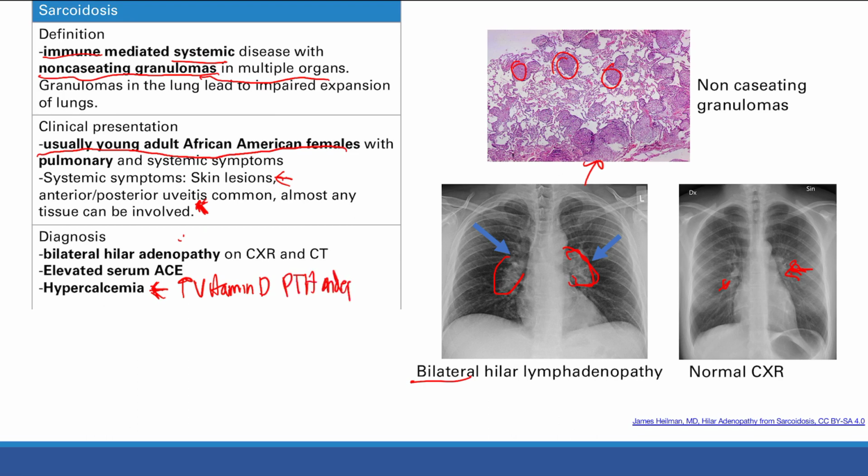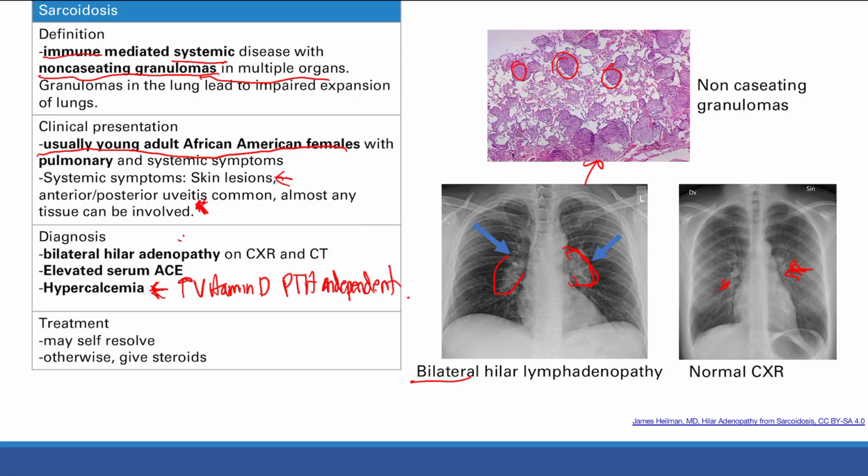That's testable. Okay. Finally, the way you treat this is often it may self-resolve. Otherwise, it's an immune disease, so you give them steroids. Okay. So that's how you treat this one.